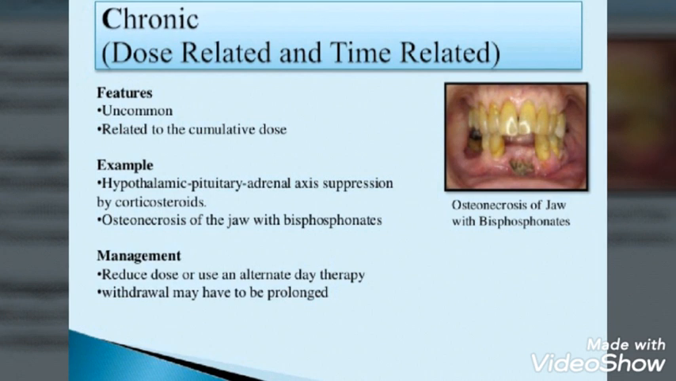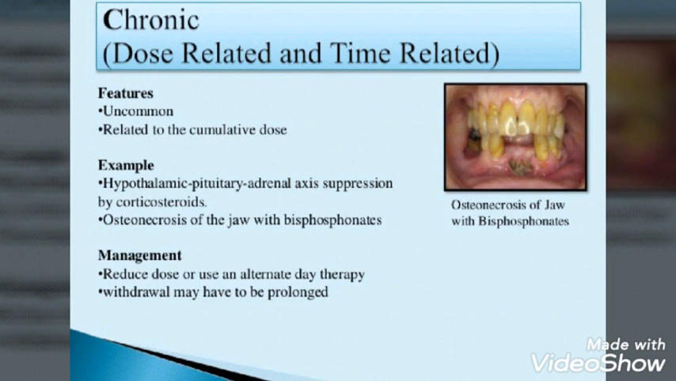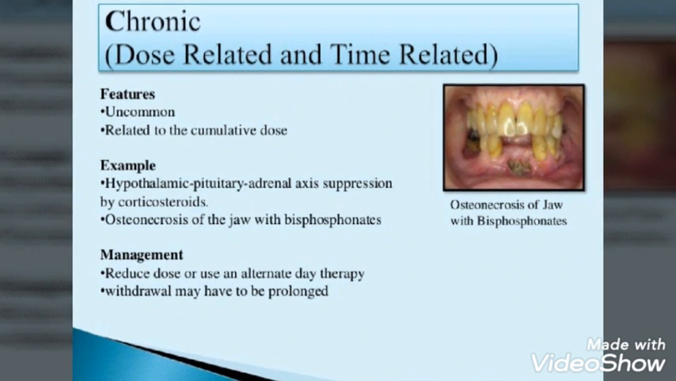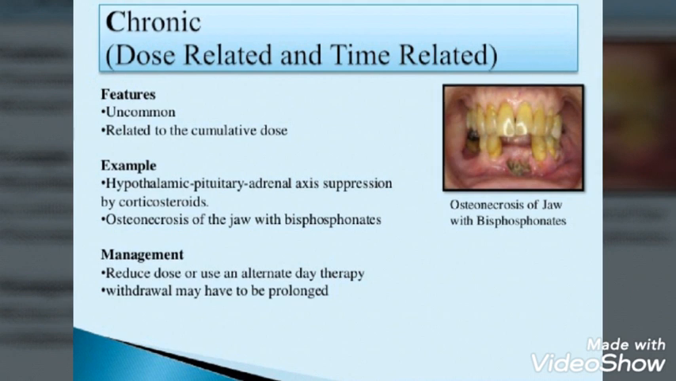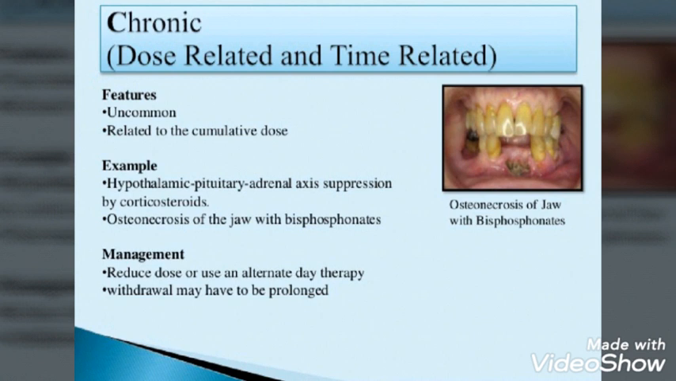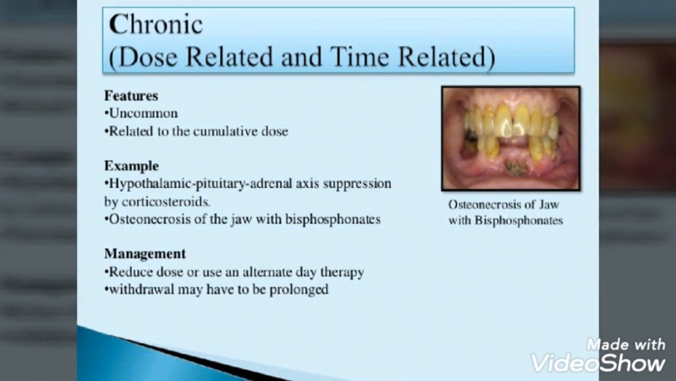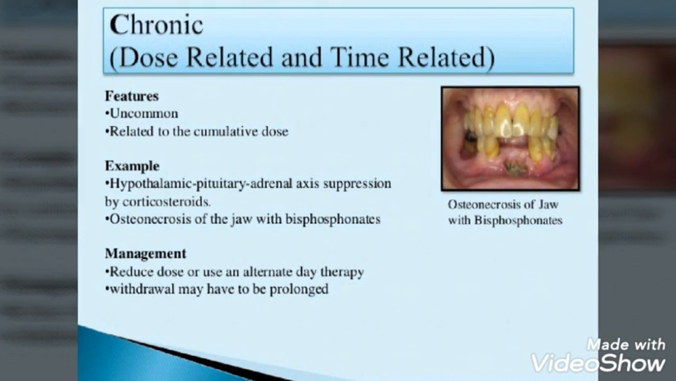Whenever any drug is taken for a long period of time, it can have chronic effect on the body. Features are uncommon, related to the cumulative dose. Then example is hypothalamic pituitary adrenal axis suppression by corticosteroids. Then osteonecrosis of the jaw with bisphosphonates. So these are the examples of chronic overdose of the drug. Management is reduce dose or use an alternate day therapy. Then withdrawal may have to be prolonged.